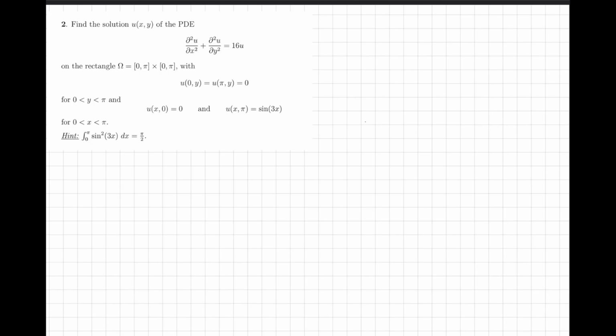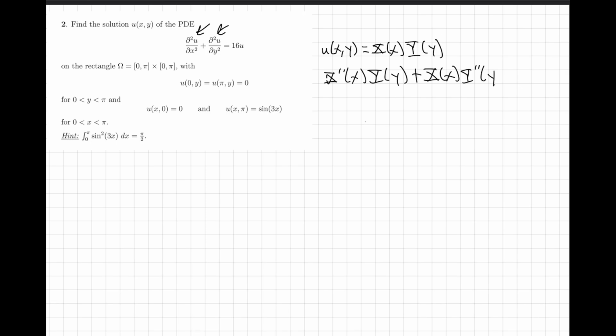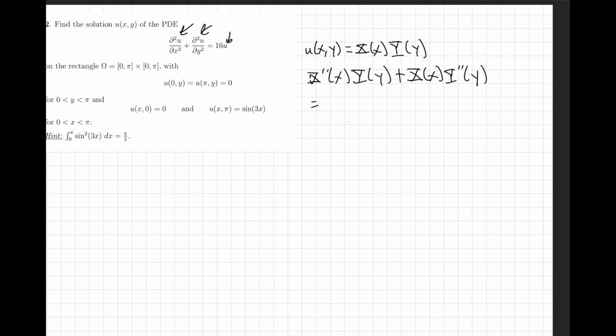The first step we always do in solving these kind of problems is apply separation of variables. So u of x and y is going to be equal to some capital X of x times Y of y. And let's go ahead and just plug those into the equation. So d squared u over dx squared becomes X double prime of x times Y of y. This one becomes plus X of x times Y double prime of y.